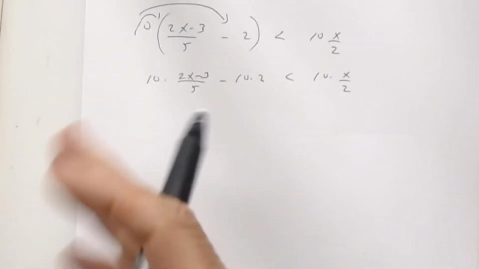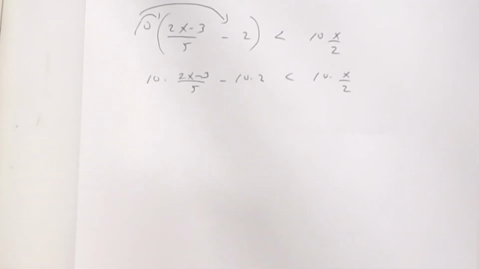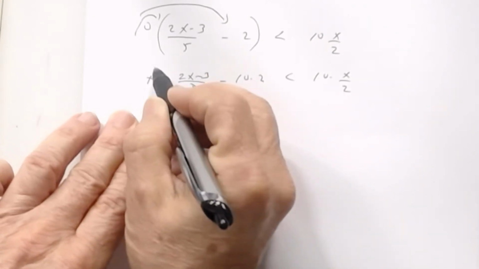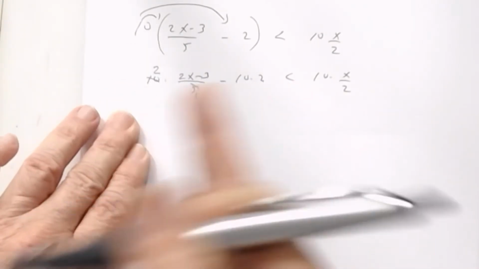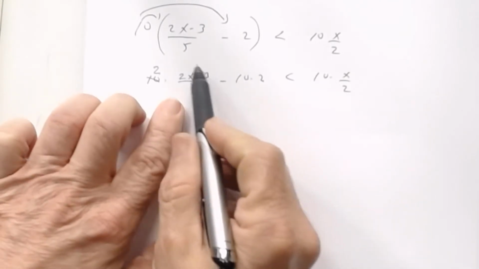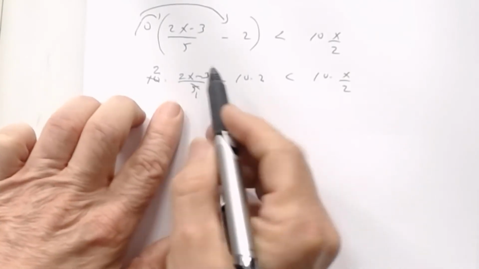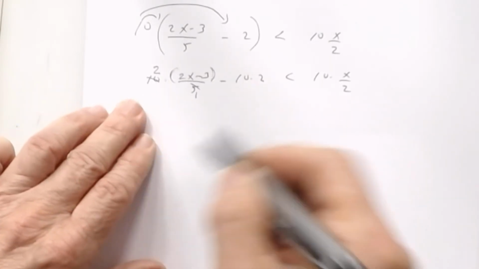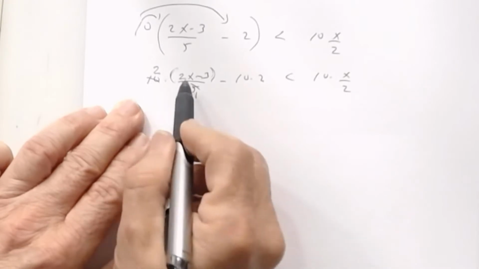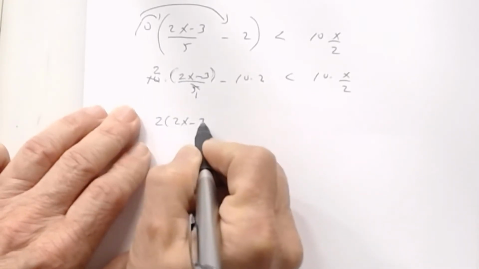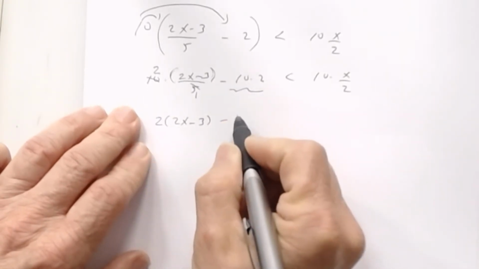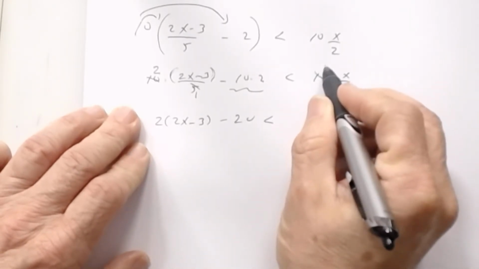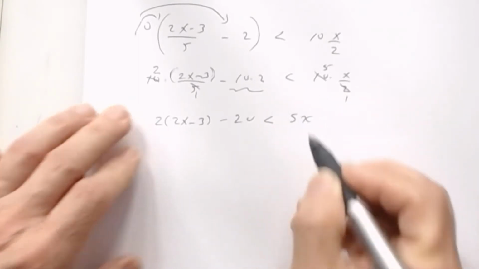Okay, so I distributed, then we reduce. 5 into 5 is 1, 5 into 10 is 2. But then you may recall, what else did I need here? Parentheses, because all of this has to be multiplied by what? 2. So really what I have is 2 times (2x minus 3) minus, and this is just what? 20. It's less than, let's reduce this. 2 into 2 is 1, 2 into 10 is 5, and that's just 5x. All right, so that's where I'm at.